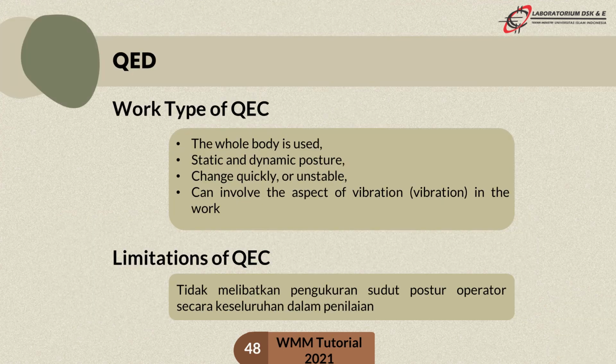The type of work in KC method are: first, whole body used in this method, static and dynamic posture, job change rapidly and can involve vibration aspects in the work. The work to be assessed using this KC method doesn't involve measuring the operator's overall angle in the assessment. The KC method is carried out by interviewing the operator.